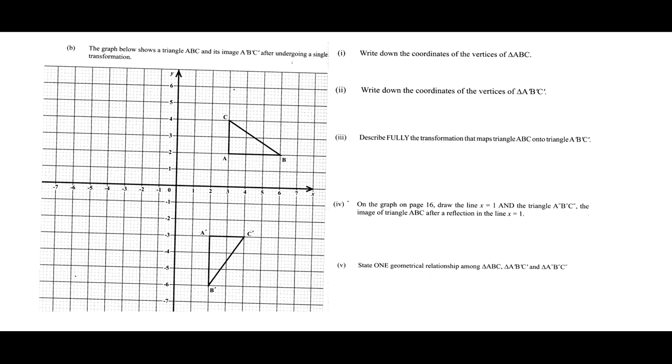Alright, so the diagram below shows triangle ABC and its image A prime, B prime, C prime after undergoing a single transformation. Alright, so part 1, what are the coordinates of triangle A, B and C? So just read this directly from the graph. So we have A, which is 3, 2.